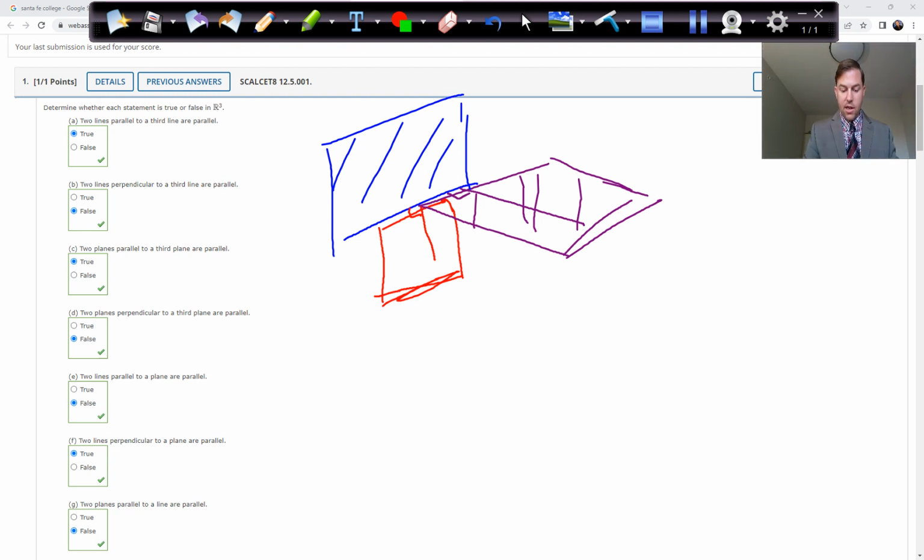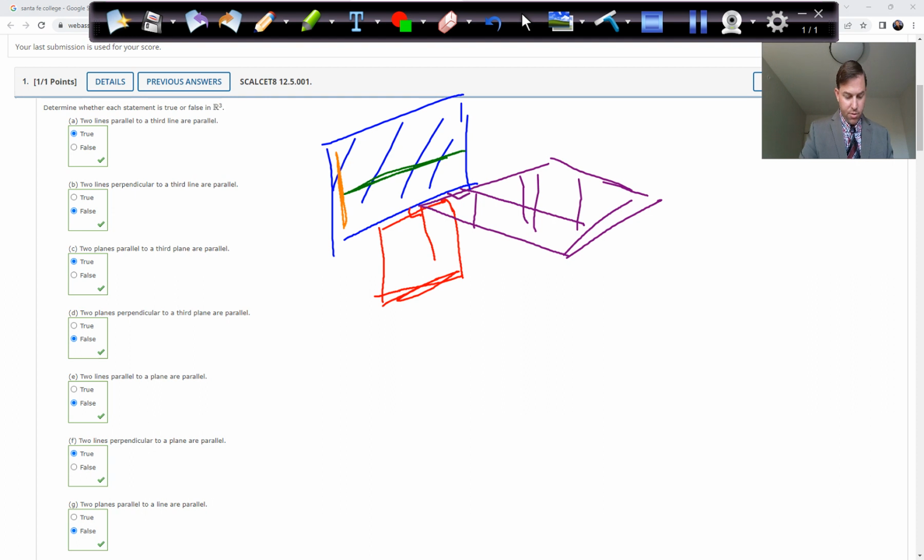So I have this green line out here. Imagine it's not on the blue plane, it's above it, but it's parallel to the blue plane. Okay, but it's not on it, it's above it. And then let's say I have this orange line over here, and it is parallel to the blue plane, but not on it, so it's above it. Notice green and orange are not parallel. So that one's also false.